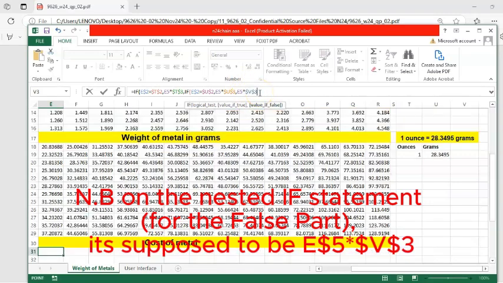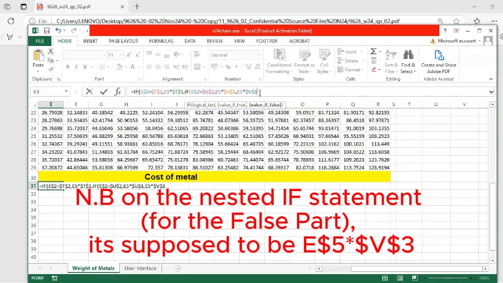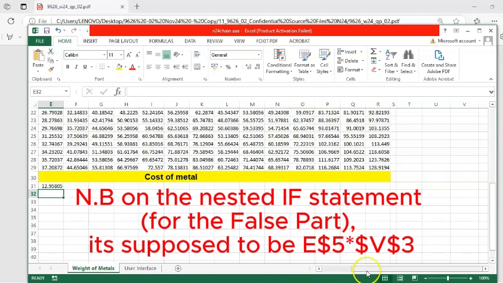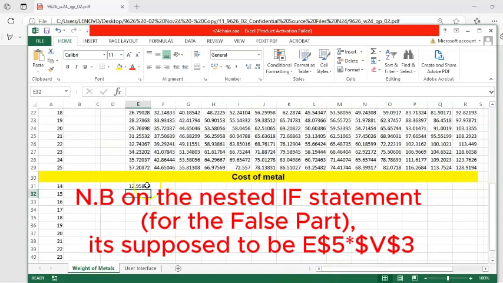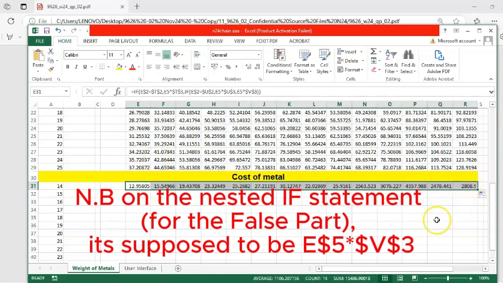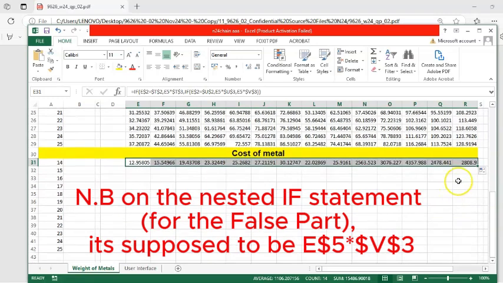So our formula is completed. I've opened 2 brackets, so I'm going to close the 2 brackets, then press enter. So this is the calculation for the first cell, and we need to copy that across, and we also need to copy that down as well.